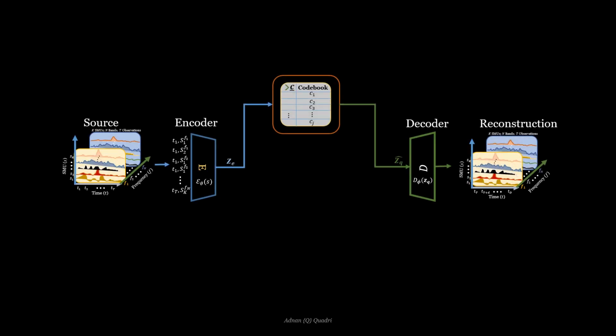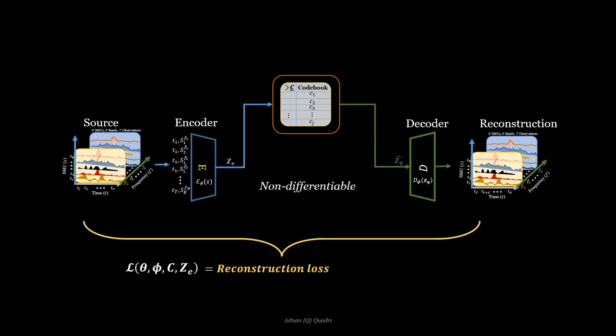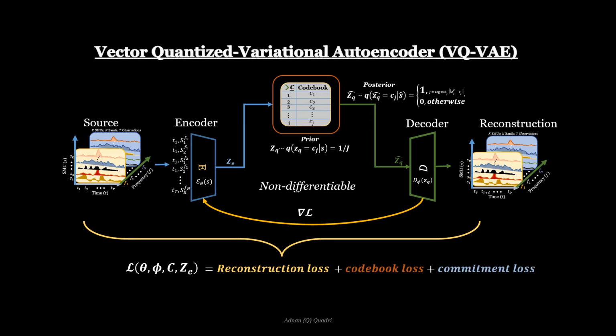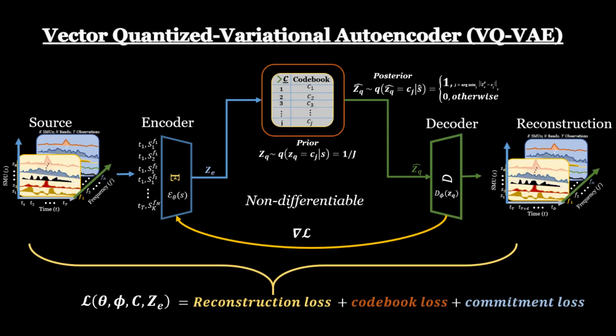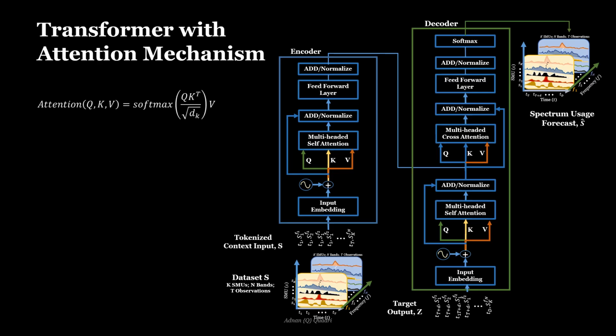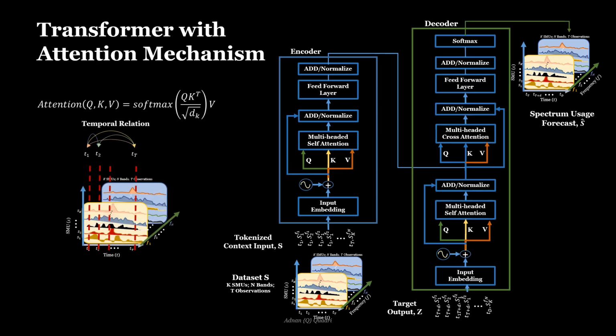To that end, I will explore the challenges associated with training such a vector quantized semantic encoder-decoder architecture with a discrete codebook sitting in the middle, and perhaps discuss the intuition behind the discrete representation of our latent space. As long as we are at it, transformers with attention mechanism can be discussed as well to see how we can learn the temporal relations in our spectrum utilization dataset and use that to predict future spectrum occupancy.